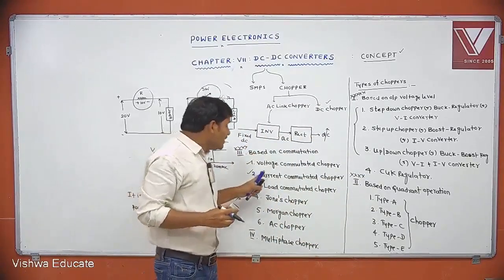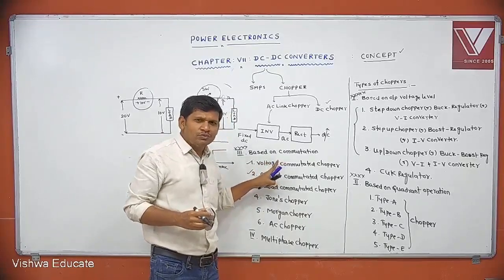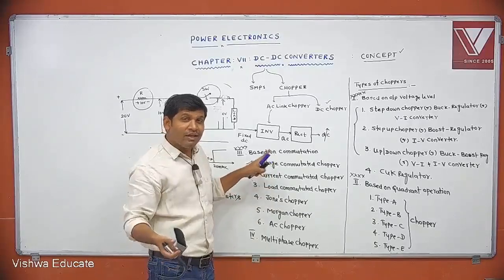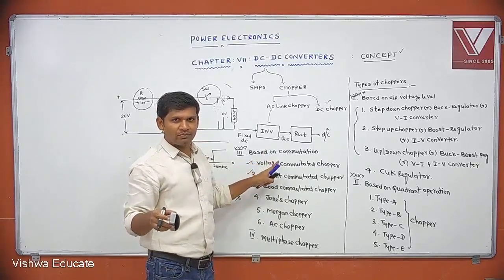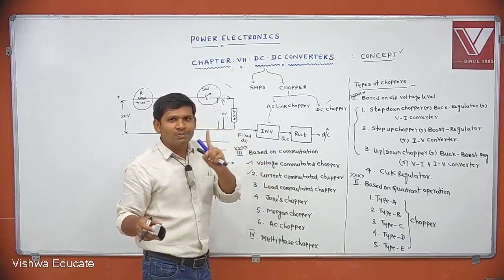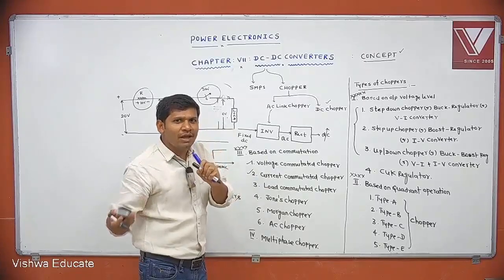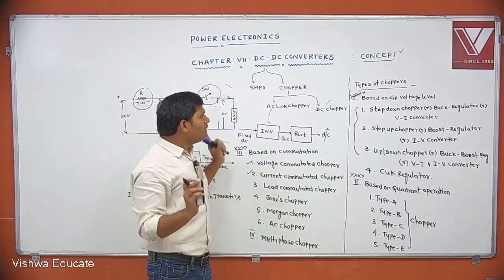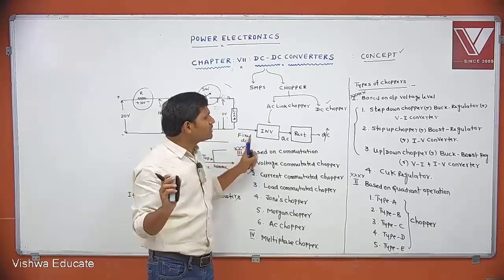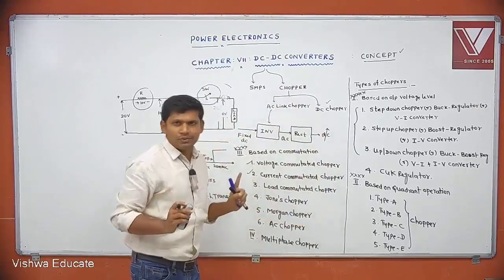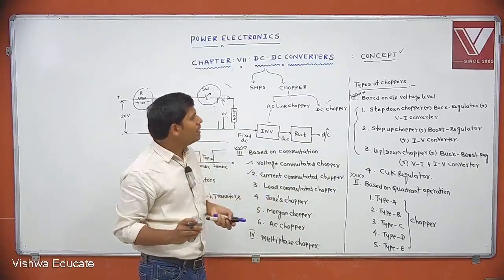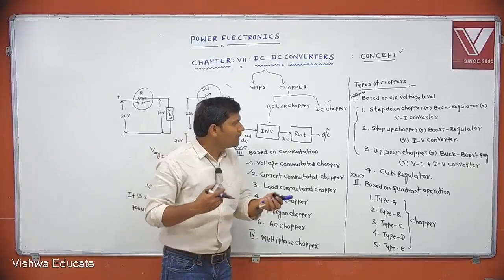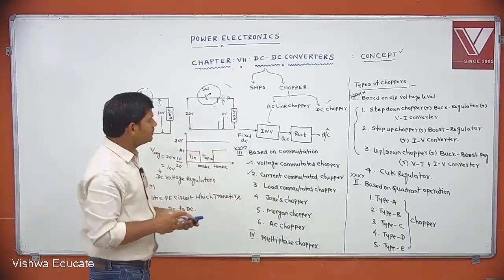Based on commutation circuit, I will discuss one concept of LC circuit and tank circuit. That is a 5-star concept for GATE point. The concept of LC circuit or tank circuit is very, very important for GATE. If you want clear knowledge on the DC to DC converters, concentrate on every circuit, then we get the clear knowledge. First we will start with the types of choppers based on output voltage level, that is a step down chopper. Shall we start?